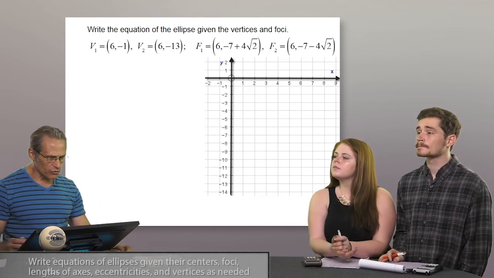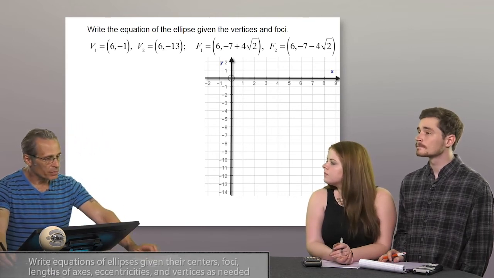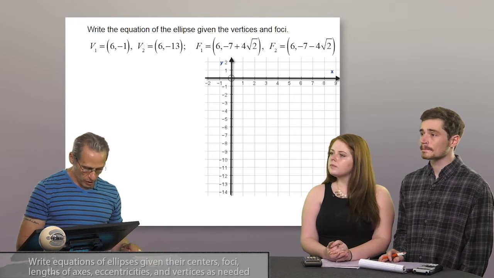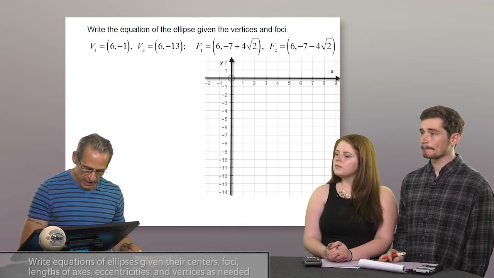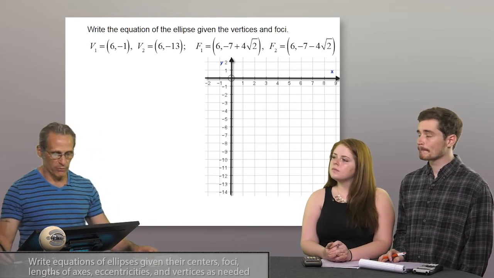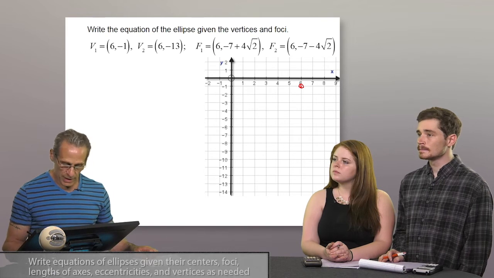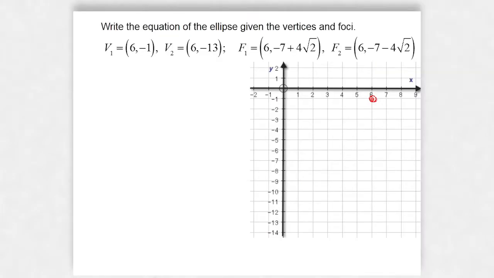But what I want to do is just remember my general form and fill it in as I go. The first thing I'm going to do is start by sketching my vertices. My vertices are at (6, -1), so I'll put a point there, and (6, -13). And I'm going to use them to write the standard form of the ellipse.